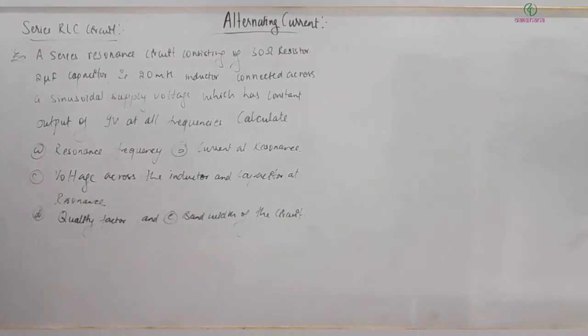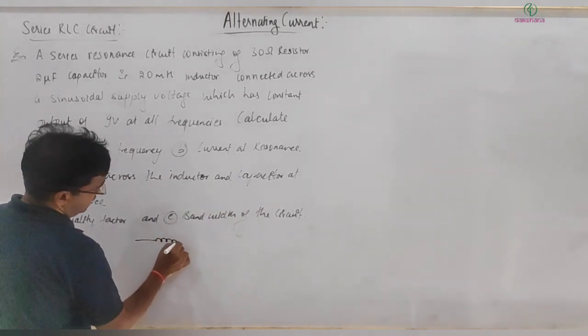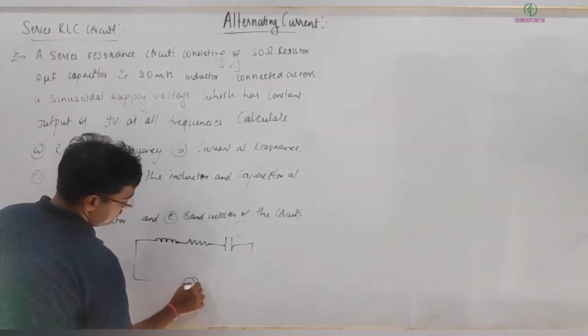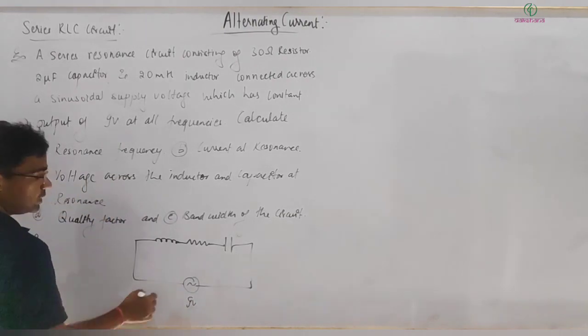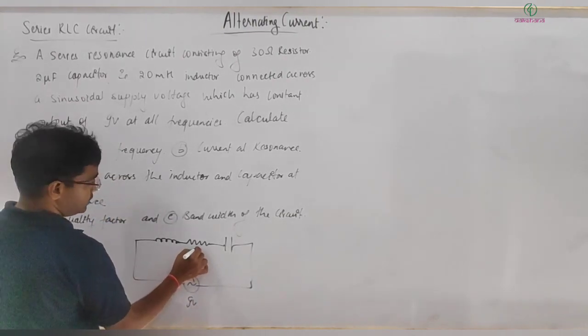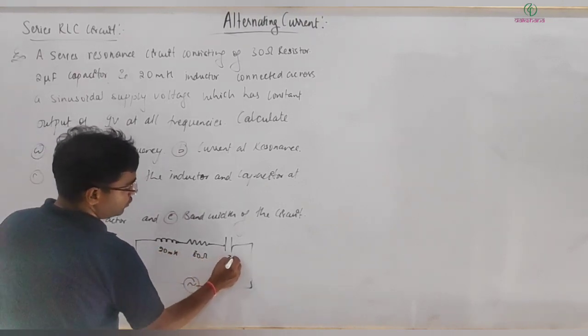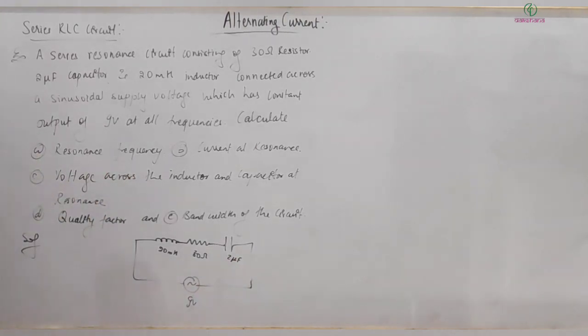Okay, let's see one problem based on the series RLC circuit. A series resonance circuit consists of a 30 ohm resistor, a 2 microfarad capacitor, and a 20 millihenry inductor. So here we have an LRC circuit connected across a 9 volt peak voltage source, with R 30 ohm, L 20 millihenry, and C 2 microfarad, connected in series.